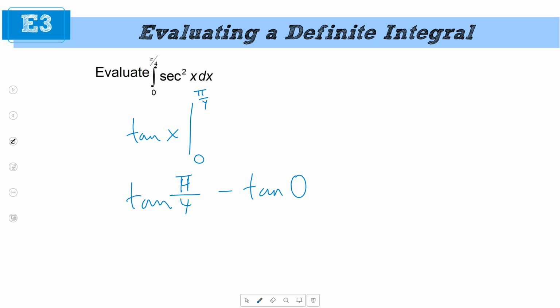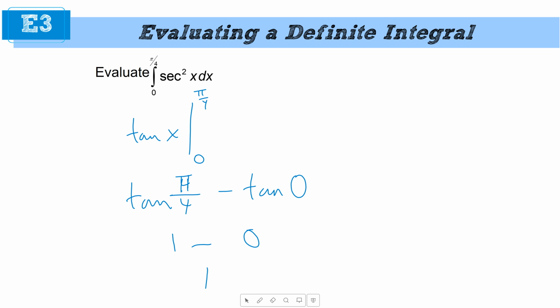Catherine, what's the tangent of pi over 4? One, correct. What's the tangent of 0? What did you say? I just didn't hear you. 0. Beautiful. 1 minus 0. 1. There you go.